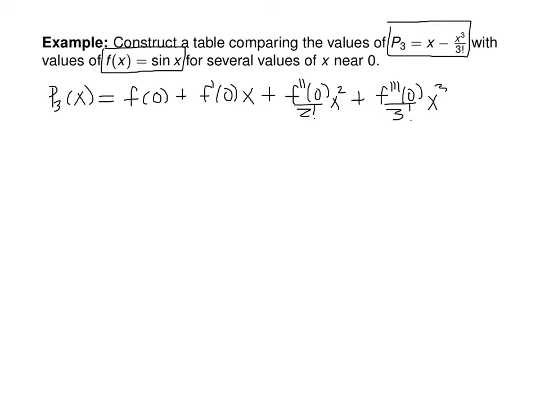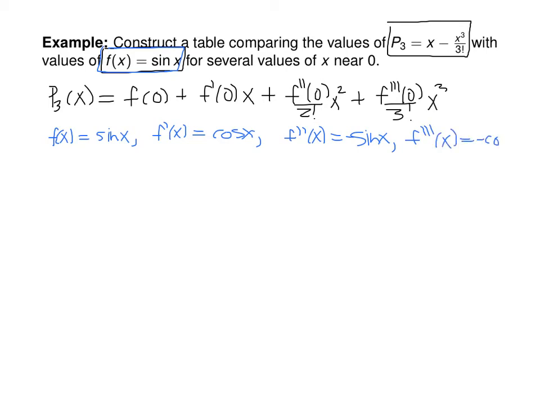Now, the function we have is sine. We need to find the first 3 derivatives. So f of x is equal to sine x. F prime of x is equal to cosine x. F prime prime of x is equal to negative sine. And the third derivative is equal to negative cosine.